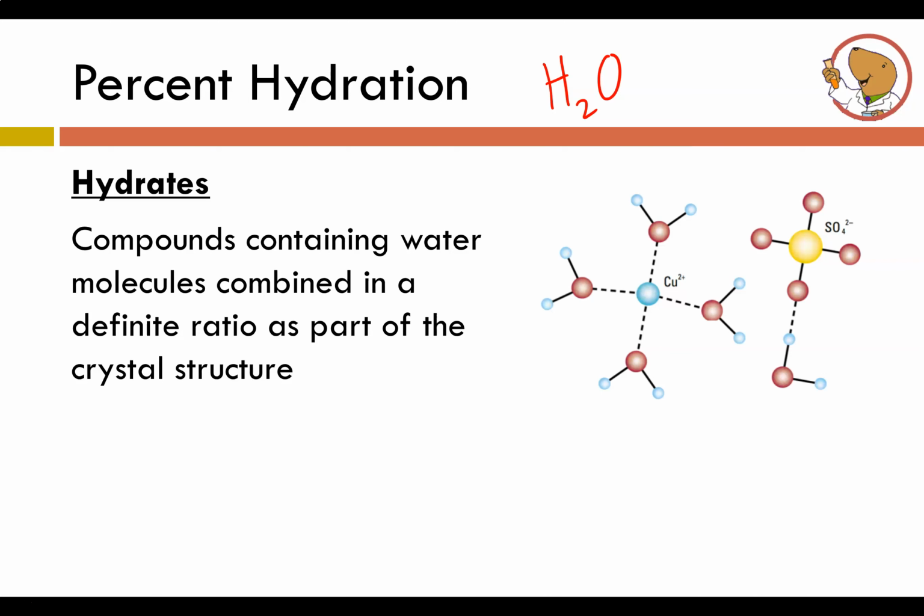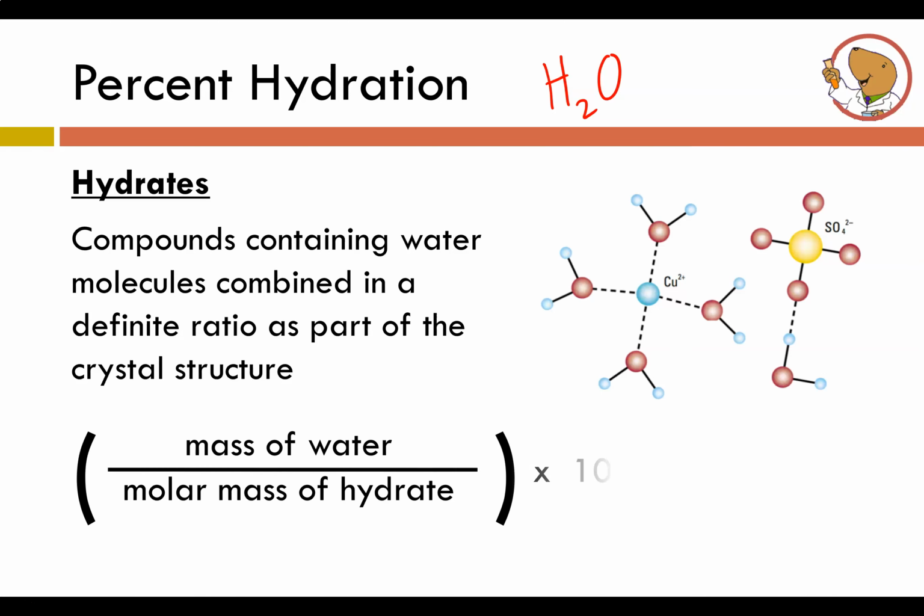And we can figure out the percent hydration by mass. Basically, we would take the mass of water, divide it by the molar mass of the hydrate, and multiply by 100. We know the molar mass of water is 18 grams per mole. But in something like copper 2 sulfate pentahydrate, the penta is telling us that there are 5 water molecules present. So I would need to multiply that by 5 to find the total mass of all the water present.